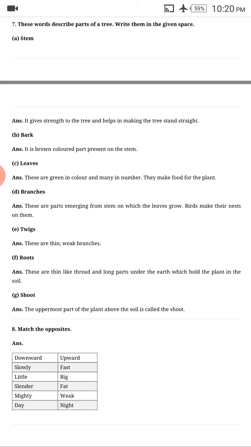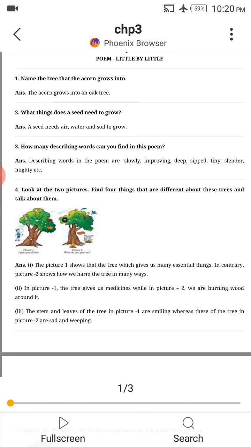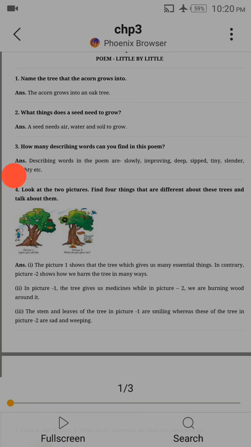Downwards, upward, slowly, fast, little, big, slender, fat, mighty, big, day and night, right? Now you have to do this exercise, match the opposite words and these words describing parts of a tree. Write them in the given space. You have to do this exercise in your textbook, right? And you have to write these three question answers in your classwork note, okay? Thank you.